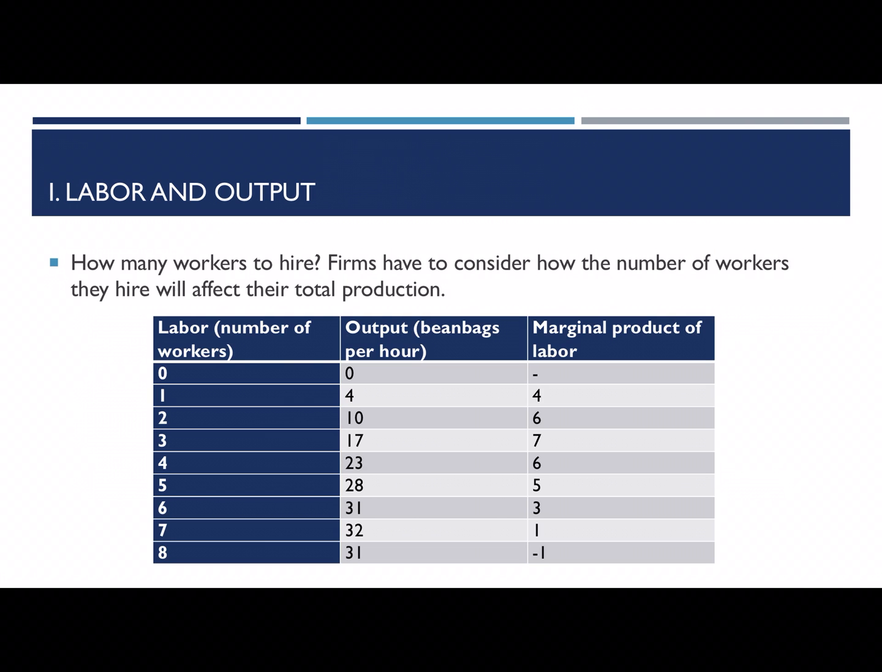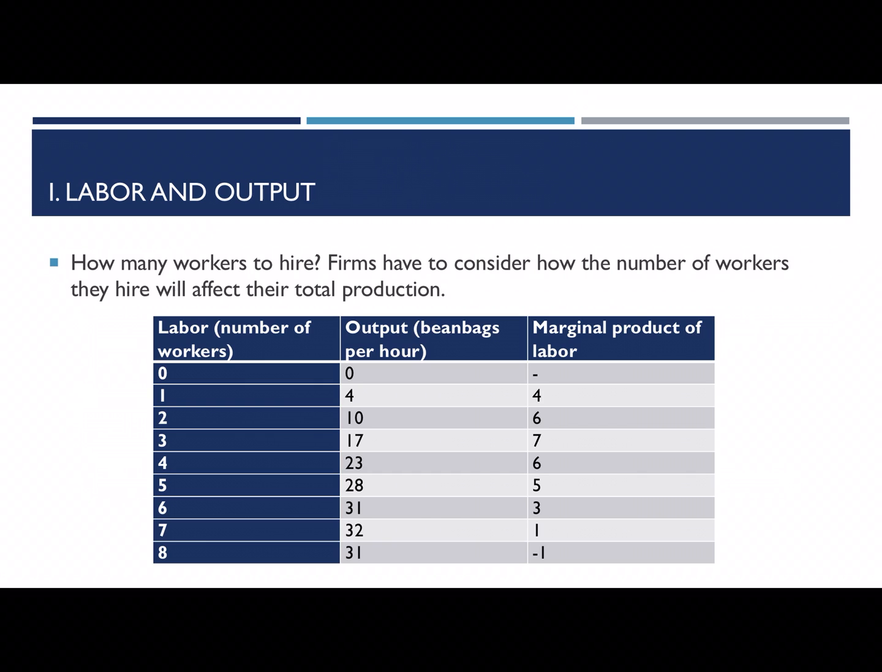So part 1, labor and output. Every business needs to answer this question: how many workers to hire? Firms have to consider how the number of workers they hire will affect their total production. So this is a table I'm going to reference quite a bit here. In the first column you have labor, that's the number of workers. In this scenario, the textbook used makes bean bags. So one worker can make 4 bean bags per hour.